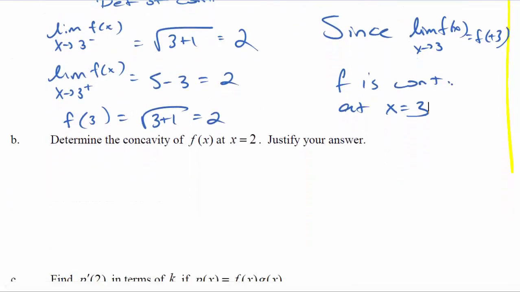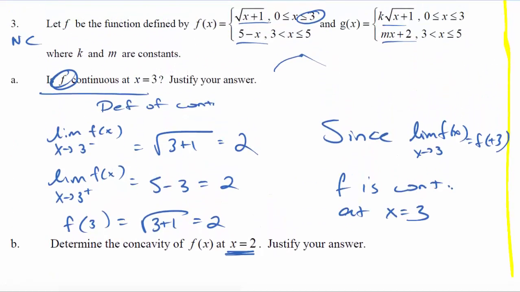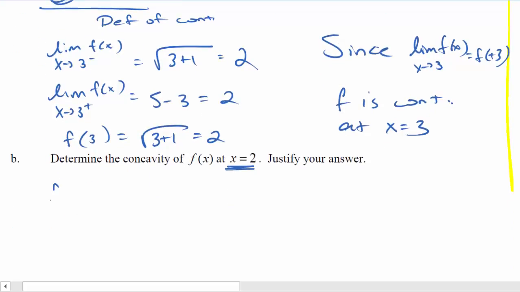Part B, determine the concavity of f of x at x equals 2. Since it's only at x equals 2, I don't need this part. I only care about the square root of x plus 1. So what I can do is I can say this. F of x equals, and since I don't need both parts, I'm just going to say the square root of x plus 1, where x is between 0 and 3.